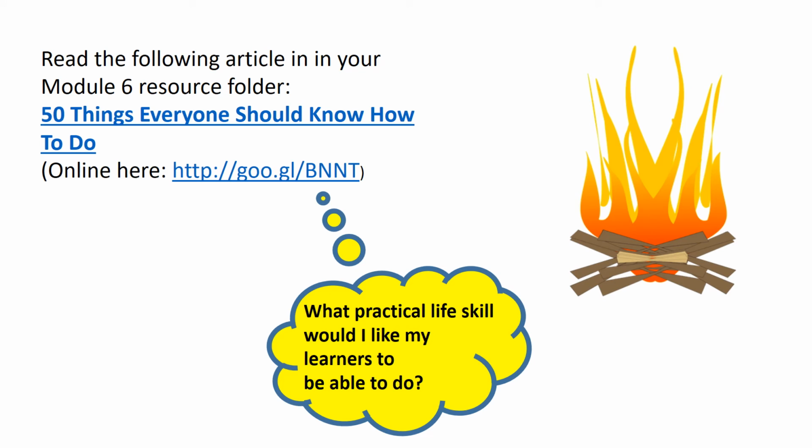This brings me to the lesson plan that you will be creating when you come into the classroom. But don't worry, you don't have to be scared. You will have all of us there to help you. So I want you now, and you can actually click on it on your screen, to open up the document in your Module 6 resource folder: 50 things everyone should know how to do. For instance, how to make a fire. There's a whole lot of examples, but what I want you to think about when you read that article is, what would you want your learners to learn? A life skill that you think would be most important and that would help them so much in their future life.